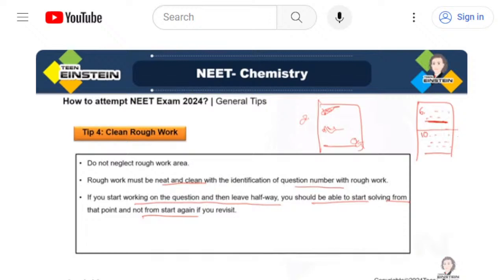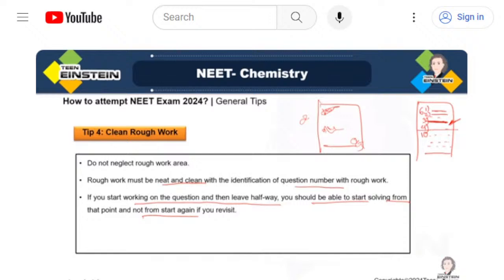Suppose a total of 4 steps are required and you are stuck at the 3rd step. Now you are coming back because you still have some time left after finishing the questions you are confident with. Now you have reached this question again. The 4th step you will be able to do easily because the 3rd step that you have done before is clear, you can easily see it. So you don't have to do the 1st step, 2nd step, 3rd step again. That is why I am saying it should be clean enough.